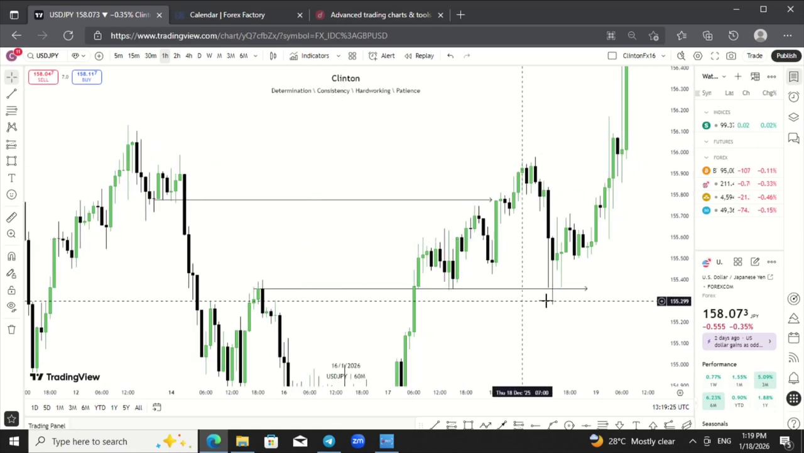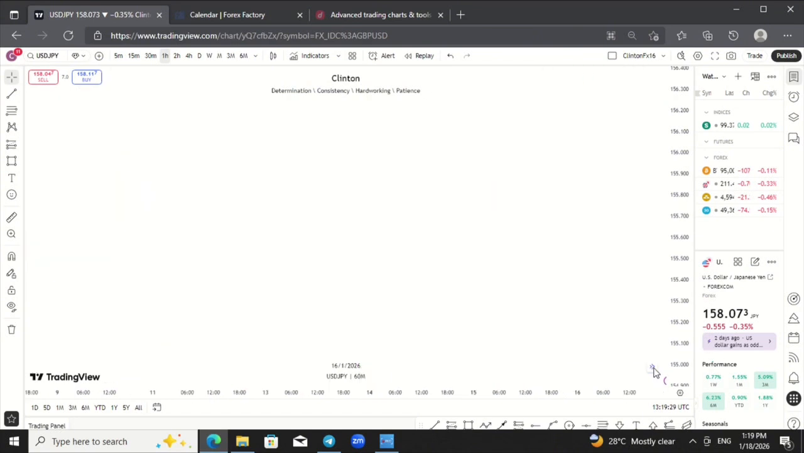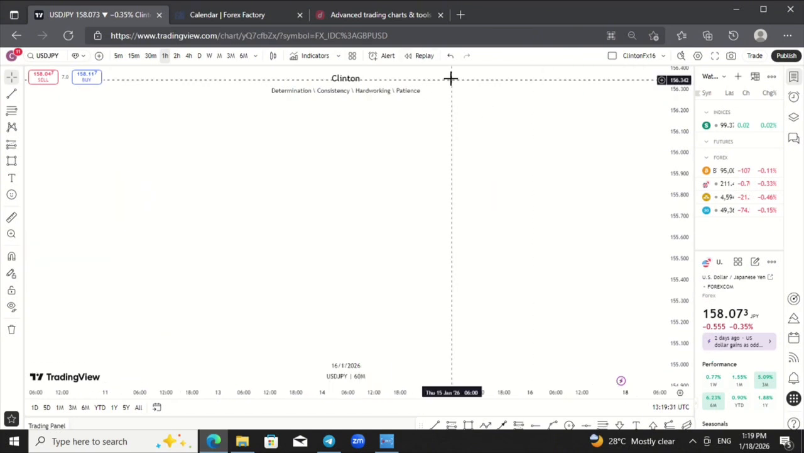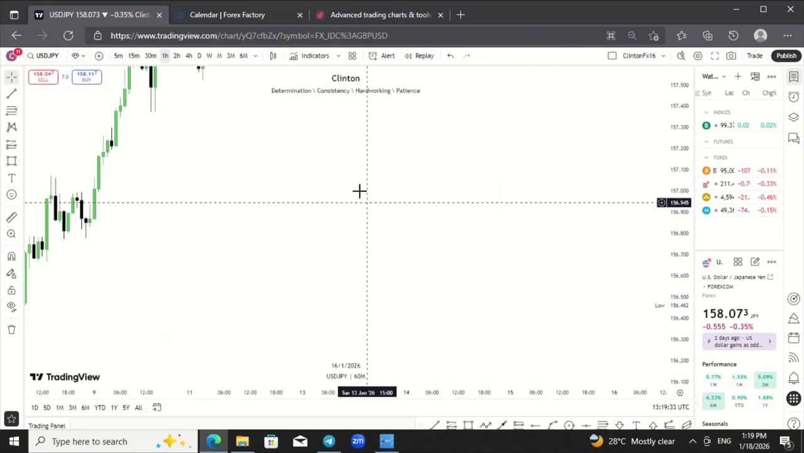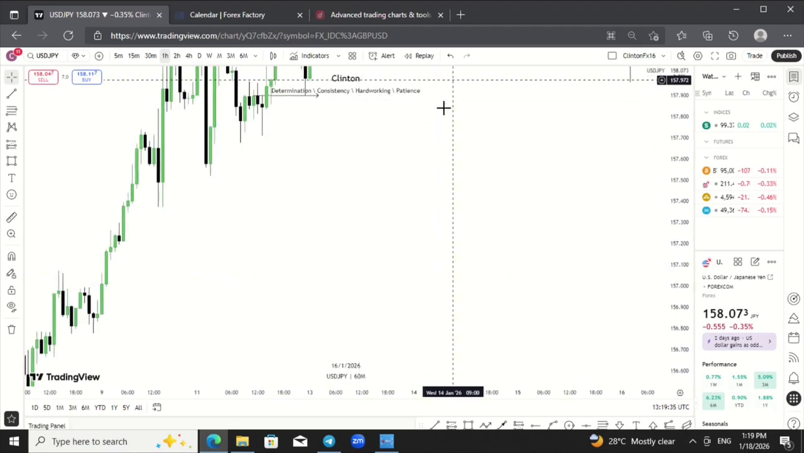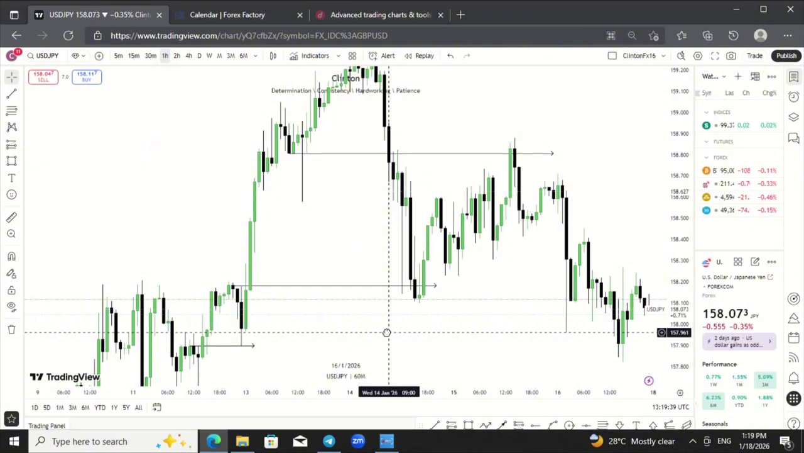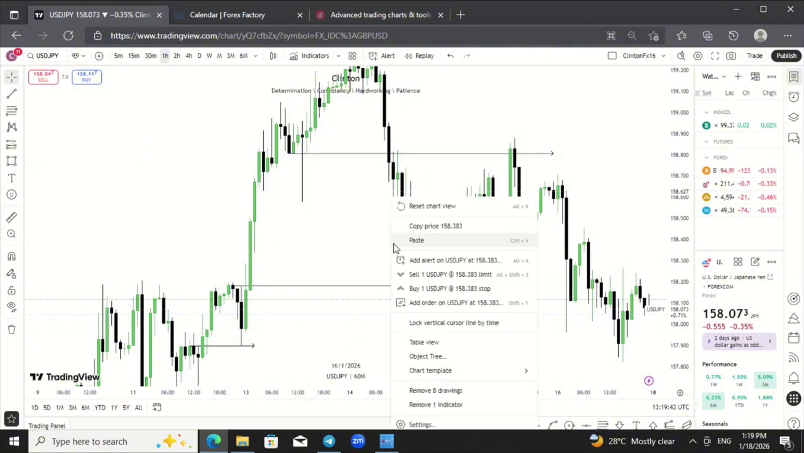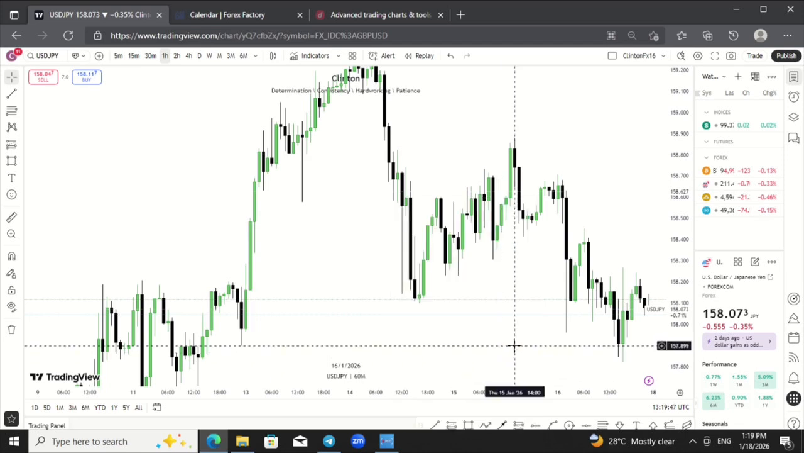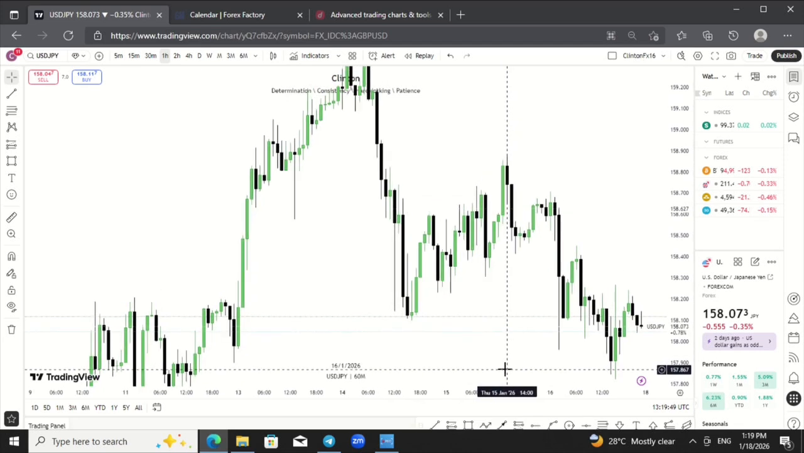So let's get straight to it. I'm going to clear the chart right now and start with the ones I consider. Here I came back to the recent price action, where price is currently at. I cleared everything. I'm coming to start with the ones that I consider.